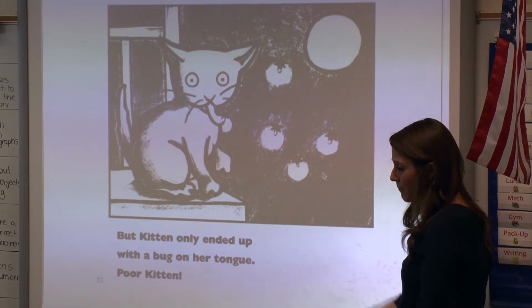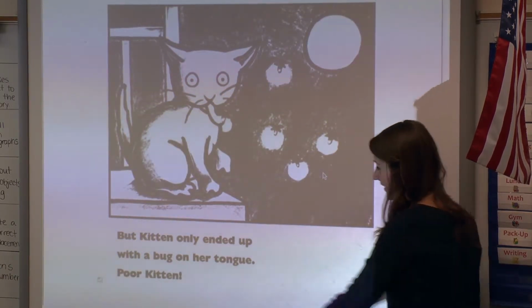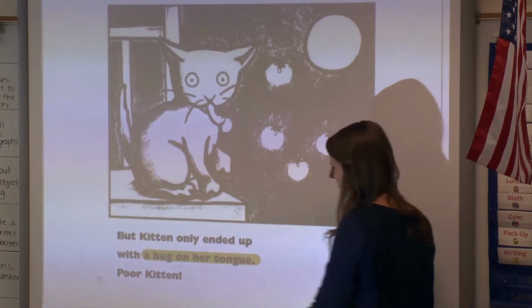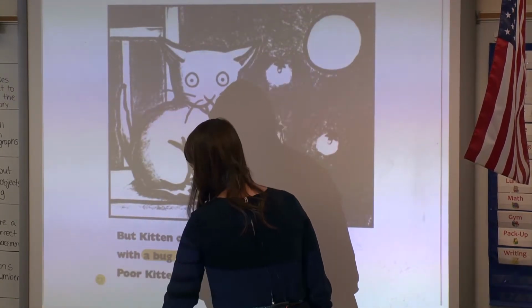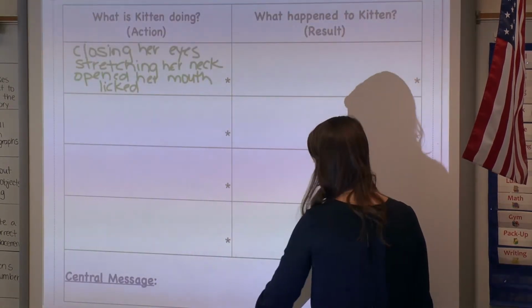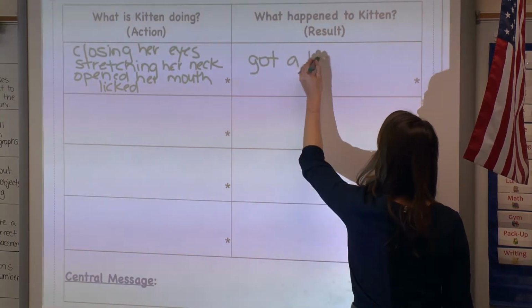So what happened to her? Mikey? She ended up with a bug in her mouth. She has a bug on her tongue. Gross. So now let's go write that in our chart. Okay. So she got a bug on her tongue.